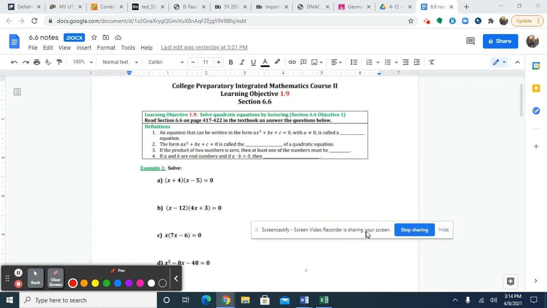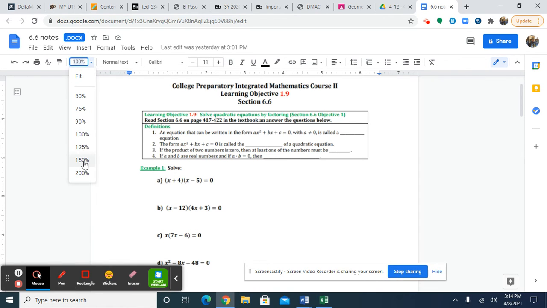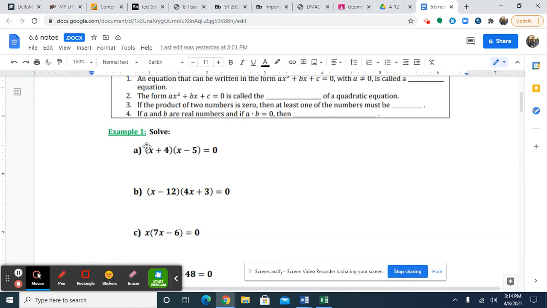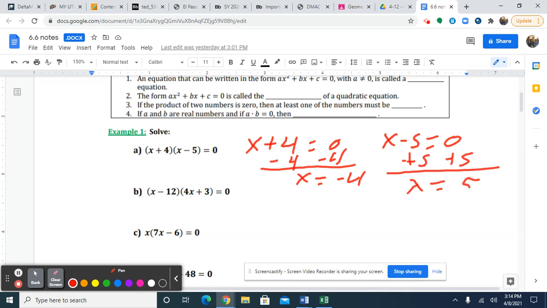So the examples here have already been factored, so we don't have to do that. All we have to do is make sure that they're set equal to 0 and then solve for x. So x plus 4 equals 0, x minus 5 also equals 0. So if we subtract 4 on both sides, then x is going to be negative 4. If we add 5 on both sides, then x is going to be equal to 5.